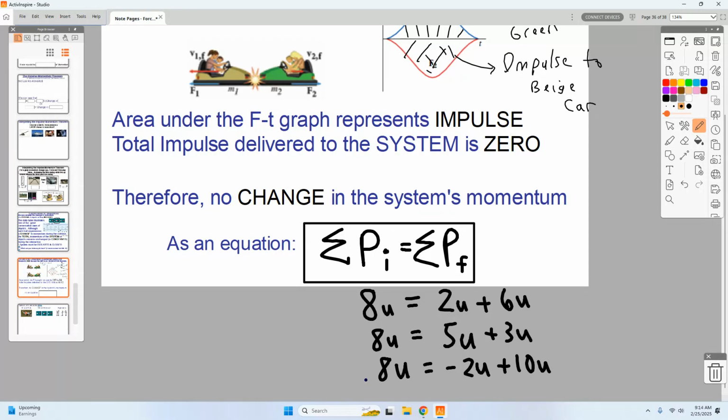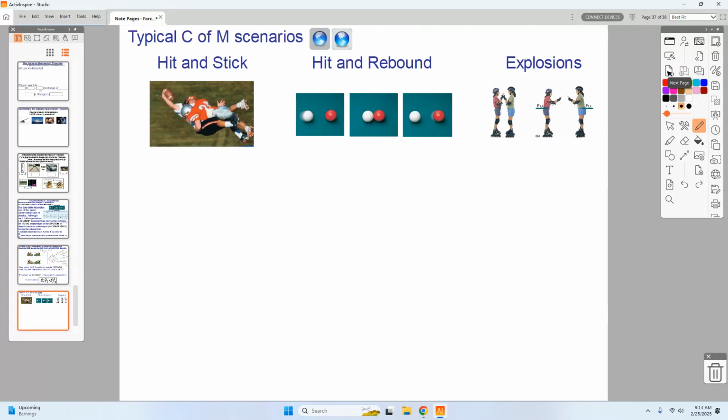Now, when we look at collisions and conservation of momentum, there are three scenarios that we typically consider. These are the ones that we have to develop equations for to be able to describe. Probably the most challenging part of this unit is going to be using conservation of momentum equations. I'm using the term hit and stick. A very common example is football players that hit and collide, and they move together. Objects hit, combine, and then move afterwards.